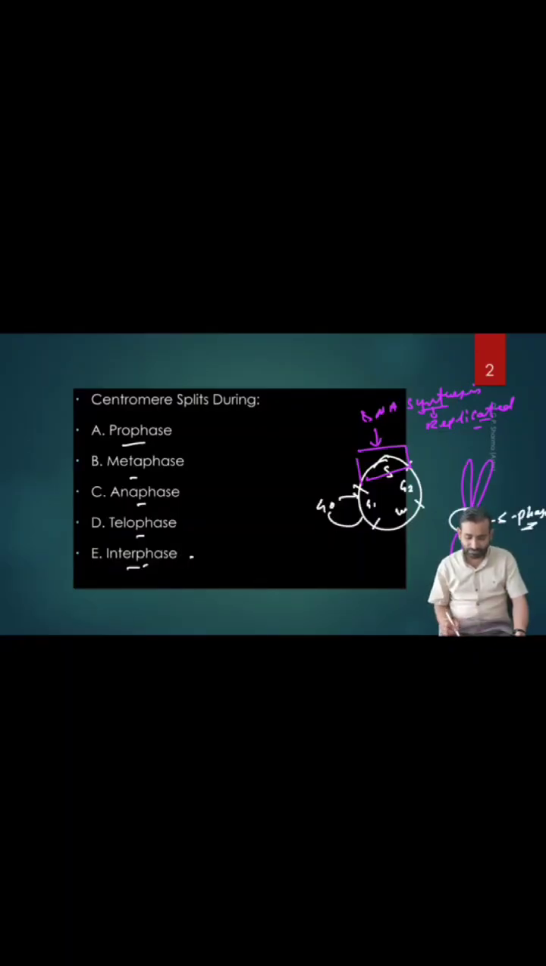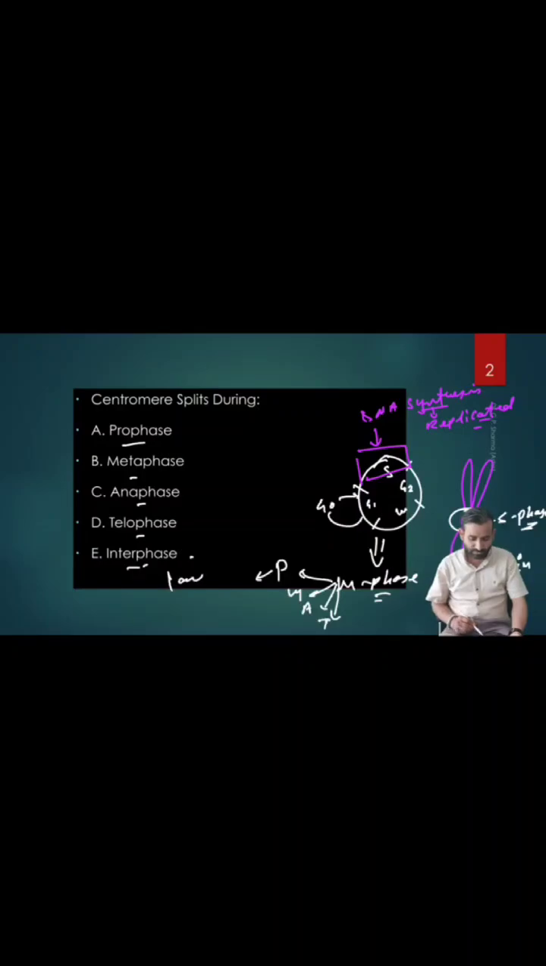Two centromeres are formed, but these two centromeres do not separate during the S phase. They remain attached in the middle with a protein called cohesin. So when the interphase completes, the cell enters into the M phase, which has four stages. What are those? P, M, A, T: prophase, metaphase, anaphase, and telophase.